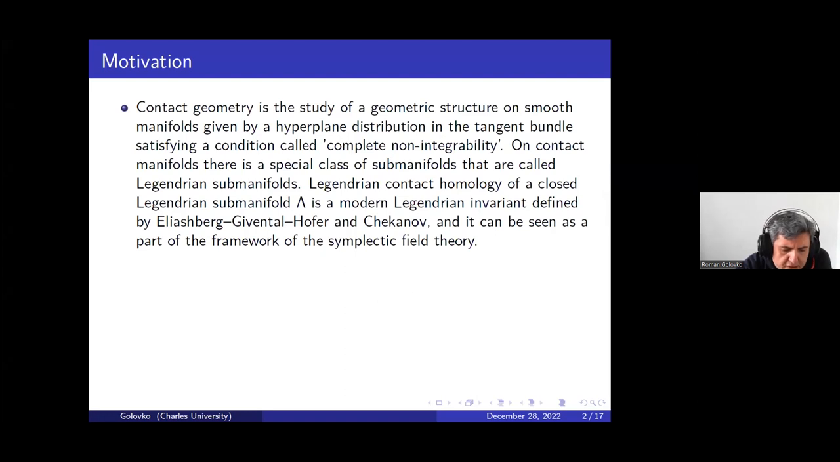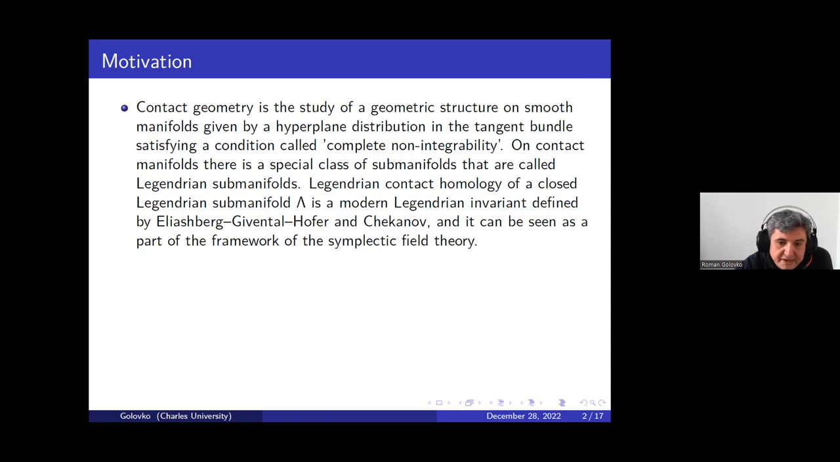So let me start with some motivation. In general, this topic comes from so-called contact geometry. Contact geometry is a study of geometric structures on smooth manifolds that are given by hyperplane distributions with the property that they are not integrable. In other words, they are completely non-integrable. Contact manifolds appear in geometric optics and in thermodynamics, and in particular, the second law of thermodynamics can be formulated as this non-integrability condition. The second law can be seen as a contact form on the so-called universal Gibbs space.